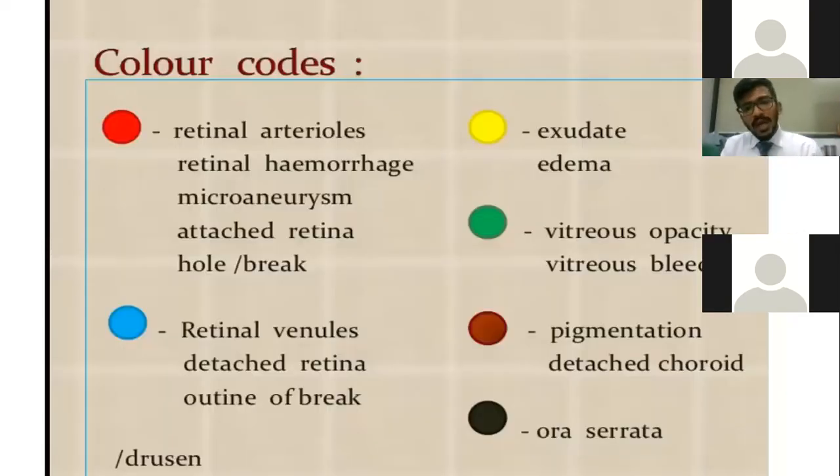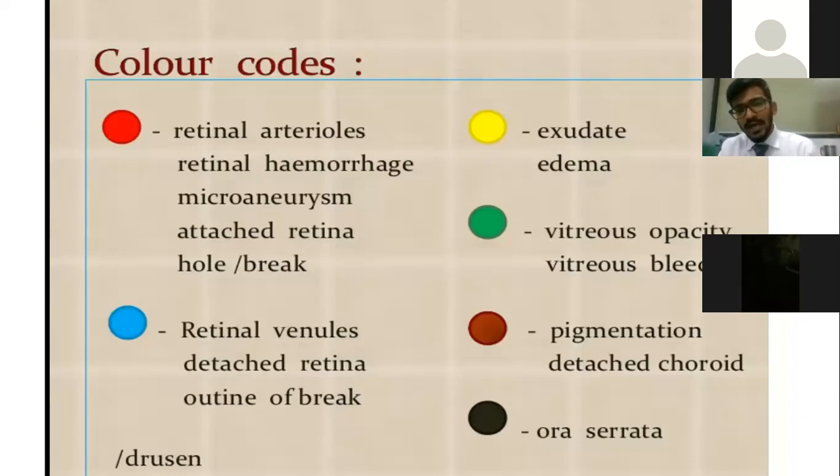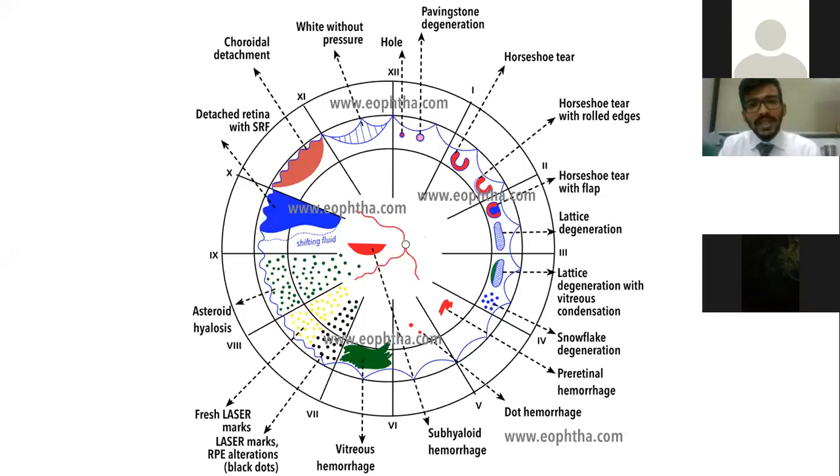So moving with the color coding, it's a very simple thing. First is you have to draw the ora serrata. Ora serrata can either be brown or a blue color. The temporal half of the ora serrata is always a smoother version than the nasal half. Generally 11 to 1, 11 to 7 and 7 to 1, the temporal half is smoother. You draw it with a blue line.